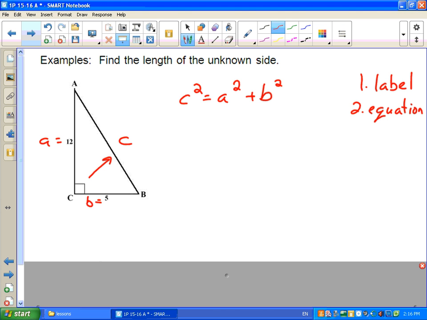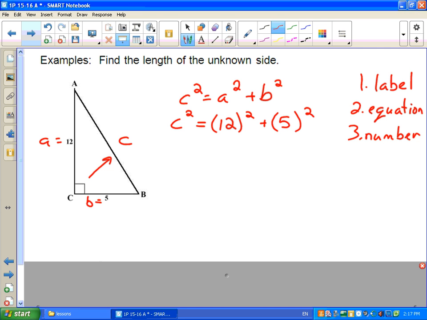Next thing we want to do is put the numbers in. Okay? So I'll just say numbers here. We have a number for A. What is A here? Well, it's 12. So where we have A, we're going to sub in 12. We've got a number for B, which is 5. So where we see the B, we're going to put in 5. We don't know what C is, so we're just going to leave this as C squared. So we got our numbers in there.